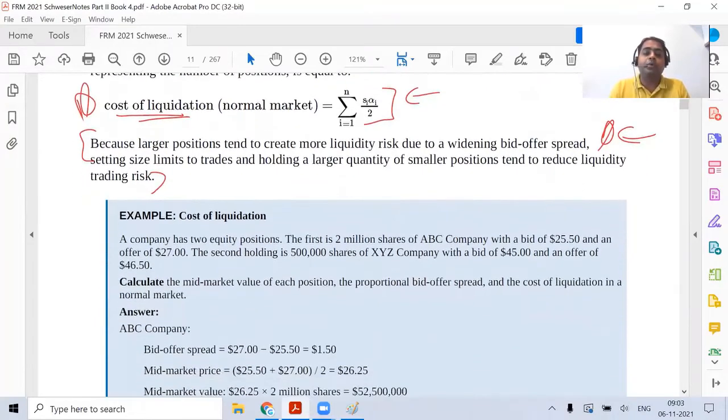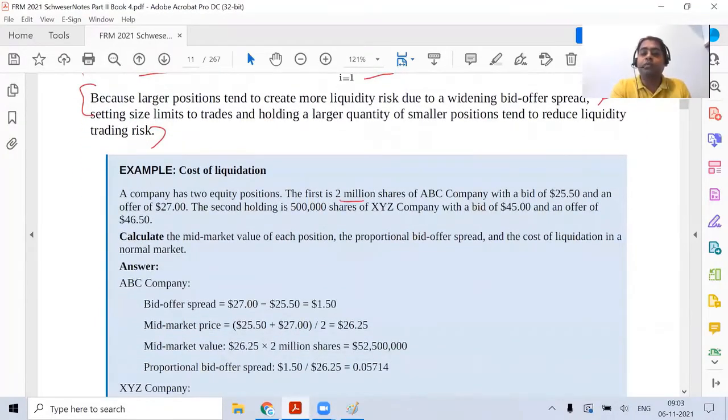A company has two equity positions. The first is 2 million shares of ABC stock with a bid price of 25.5 and ask price of 27. The second holding is 5 lakh shares, with bid price of 45 and ask of 46.5. Calculate the mid market value of each position. Mid market value, the first one.